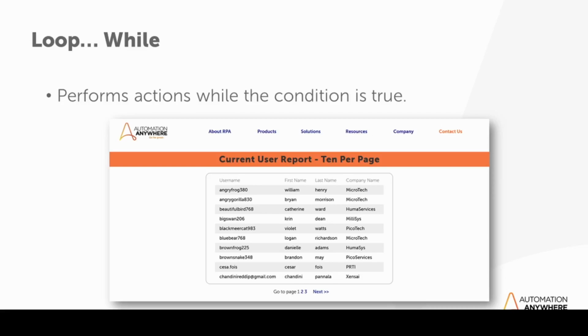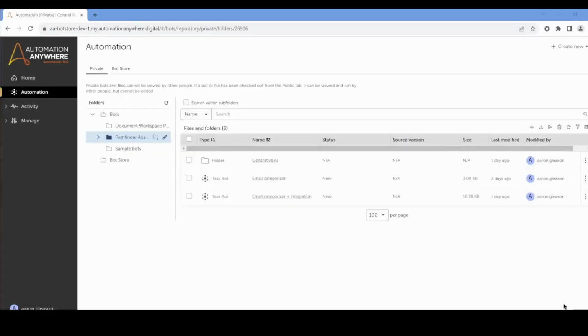A common use of the conditional loop is processing repeating pages of data where there's a next button to display the next page. Our loop would be set up to repeat a set of actions while the next button is present. At the last page of results, the next button is no longer present, and the loop stops repeating.